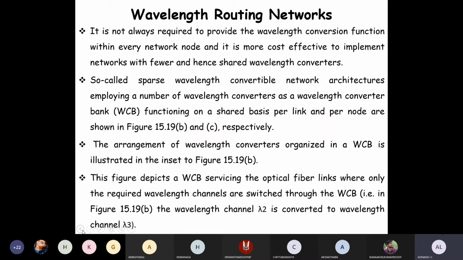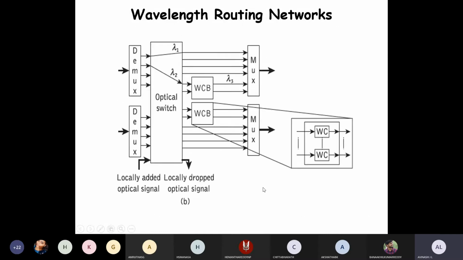Okay, so that has been explained here. In this particular thing, the wavelength converter bank. You can see the so-called sparse wavelength convertible network architectures employing a number of wavelength converters as a wavelength converter bank. So the WCB is functioning on a shared basis per link and per node, as shown in the figure. So here, per link, instead of using a wavelength converter for each signal, we can use the wavelength converter bank.